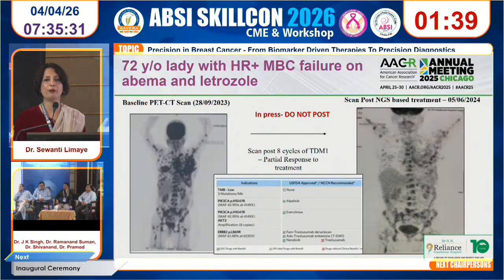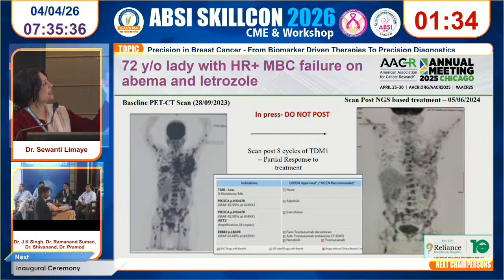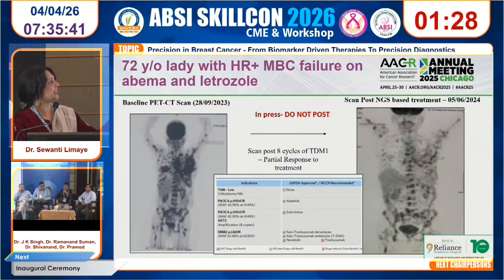Fast forward to some of my breast cancer cases, because here we are talking breast cancer. This is a 72-year-old patient, HR positive, so hormone positive metastatic breast cancer, failure on first-line therapy for advanced disease, abemaciclib, which is a CDK4/6 inhibitor, and letrozole. And you can just see a picture's worth 1,000 words. You can see she has more than 1,000 lesions in her body through the PET scan. And on genomic profiling, she was found to have a HER2 mutation.